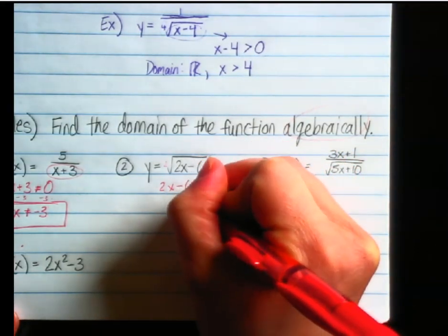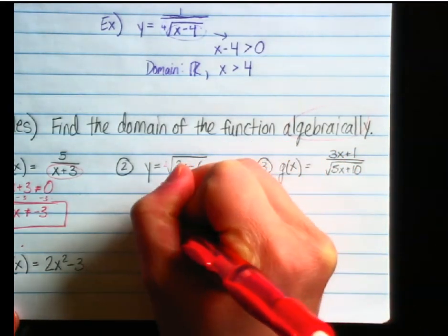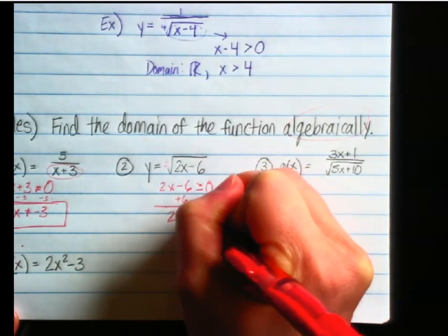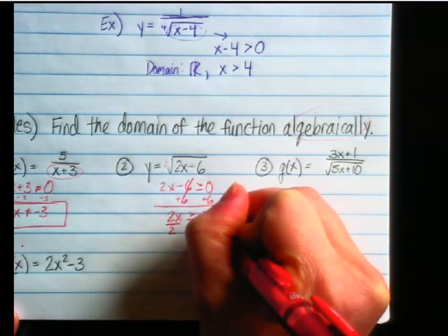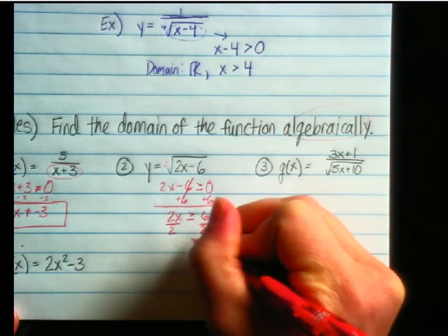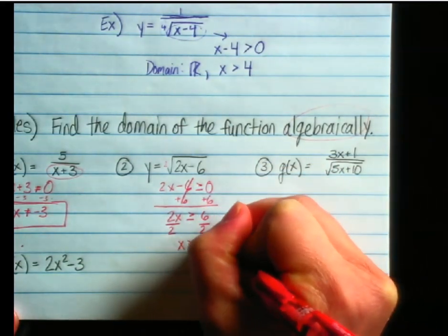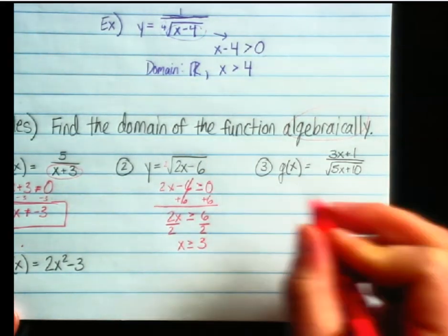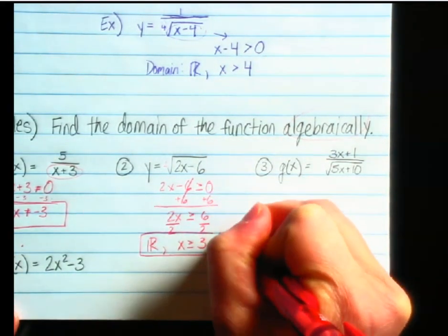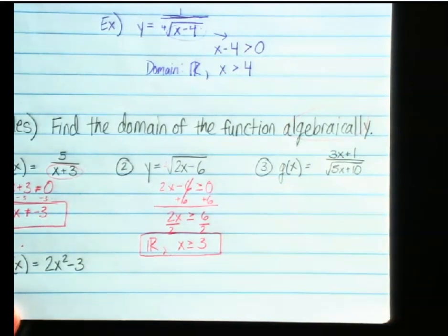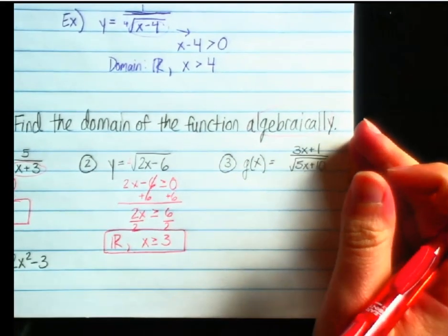All right, so here I'm adding 6, that's okay, I don't have to flip the sign there. I get 2x is greater than or equal to 6. And then divide by 2. 2 is positive, so I don't have to flip the sign there either. So I end up with x is greater than or equal to 3. So this domain would be all reals, but x has to be greater than or equal to 3. All right, number 3, same idea.